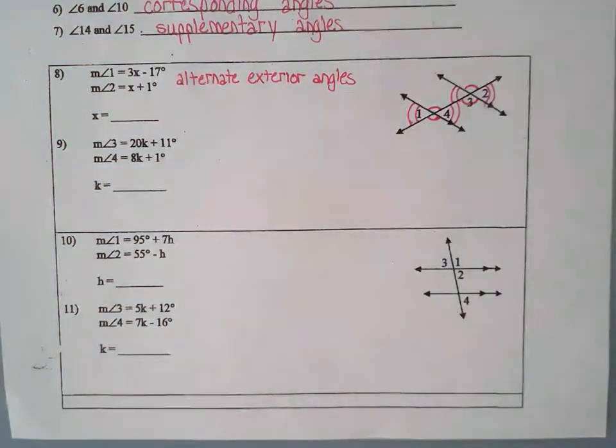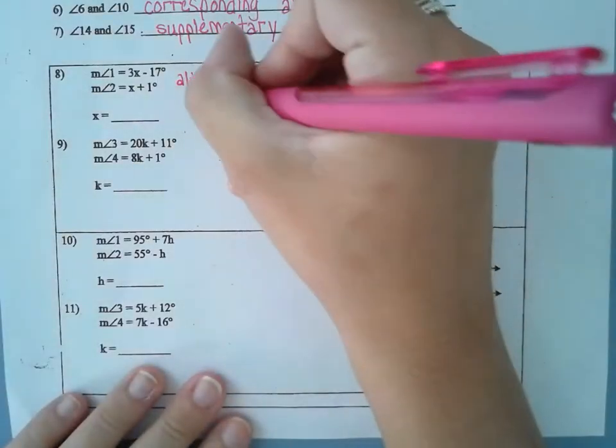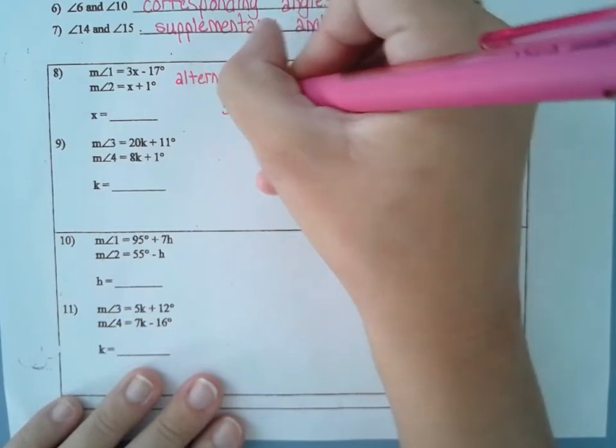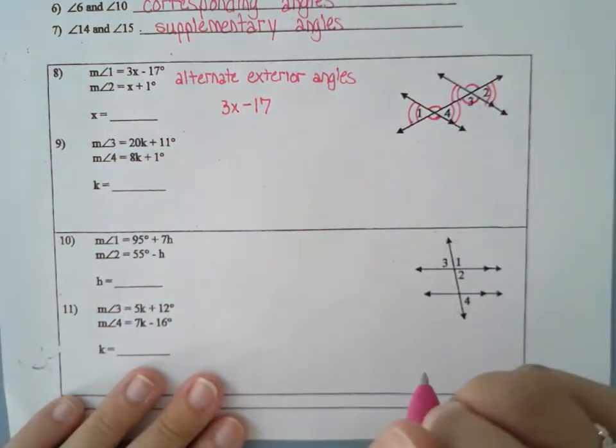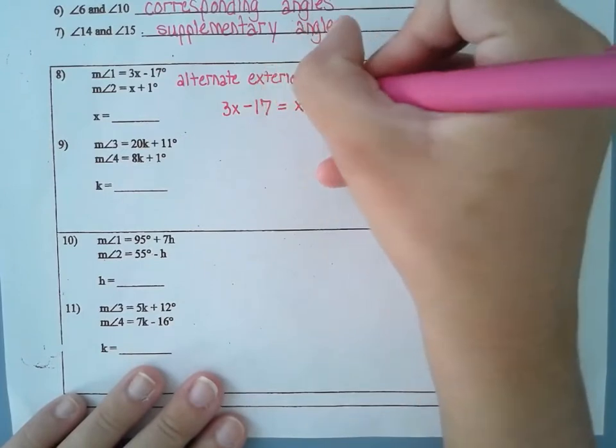And what we learned about these is that they add up to 180 degrees. Oh wait, no, that's the same side exterior angles. Alternate exterior angles are congruent. My bad. So we could say that angle 1, aka 3x minus 17, equals x plus 1.